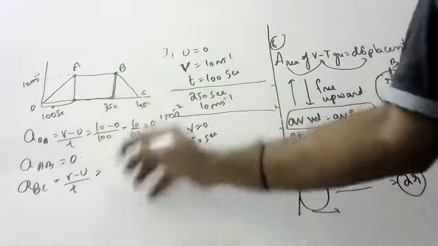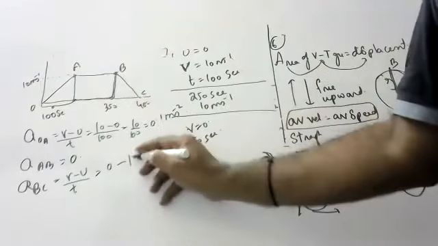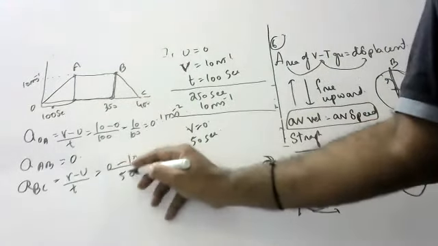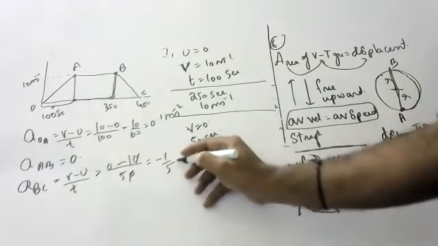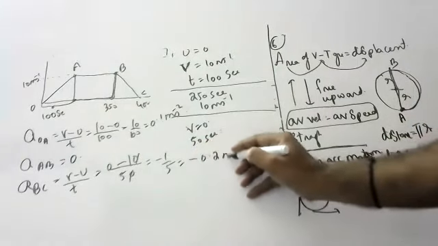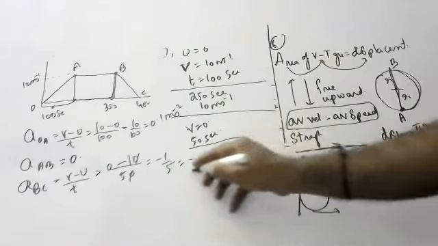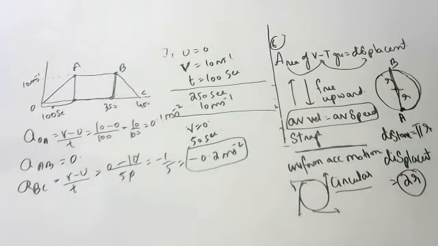Final velocity is 0, minus initial velocity 10, divided by 50. So minus 1 by 5, that is minus 0.2 meters per second square. The acceleration is negative, but the retardation is 0.2.